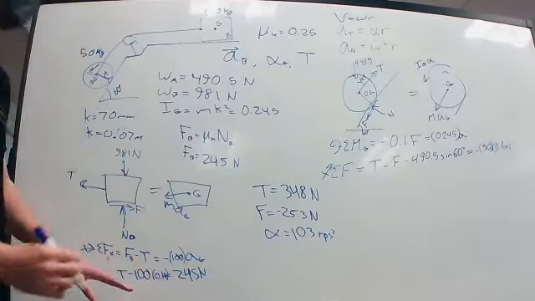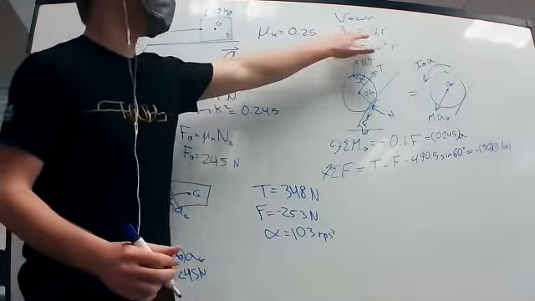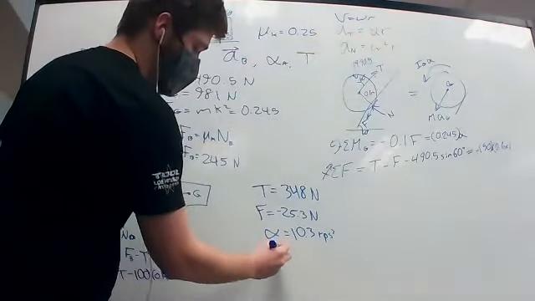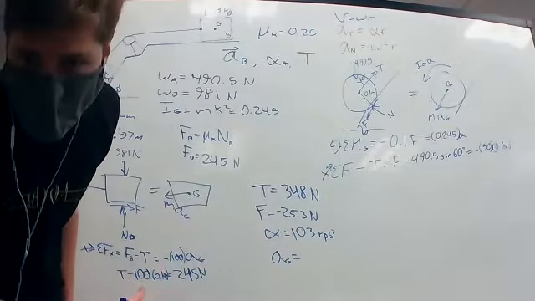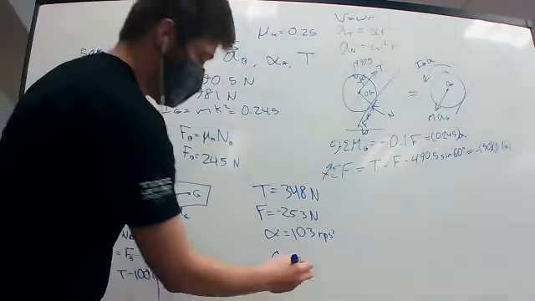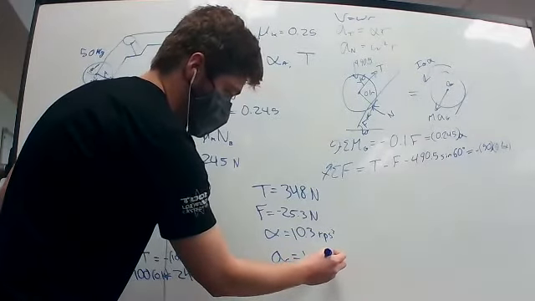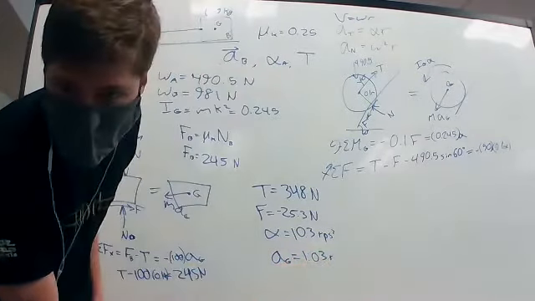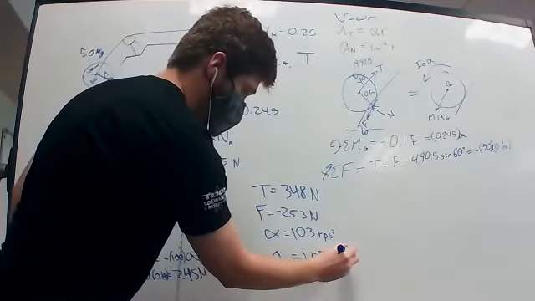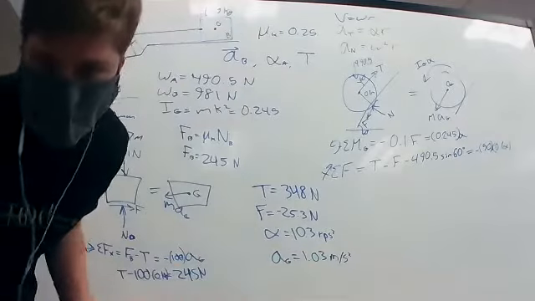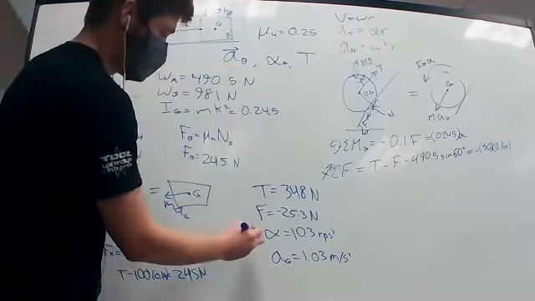And then we would plug that back into our equation with the meter stick, where we say a_G is equal to alpha R, and our a_G value would be 1.03 meters per second squared. And that would be everything we were looking for.